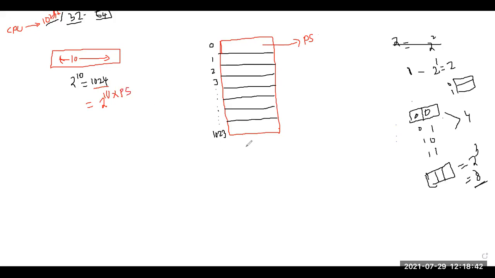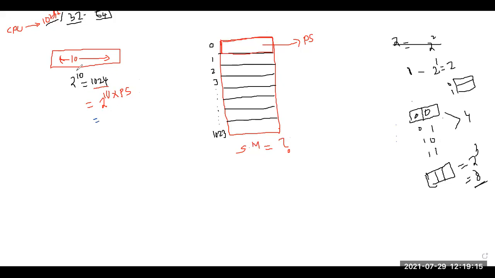If I say what will be the size of the memory, so this is my secondary memory. Then what will be the size of the secondary memory? The size of the secondary memory will be the total number of locations multiplied by the page size. If I say this is my page size, I multiply this with the total number of locations. So what will I get? I will get the memory size. Right? Yes, it is correct. Is it correct? Yes, sir.